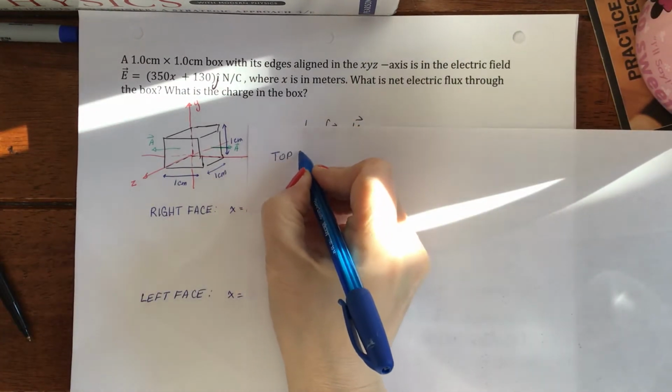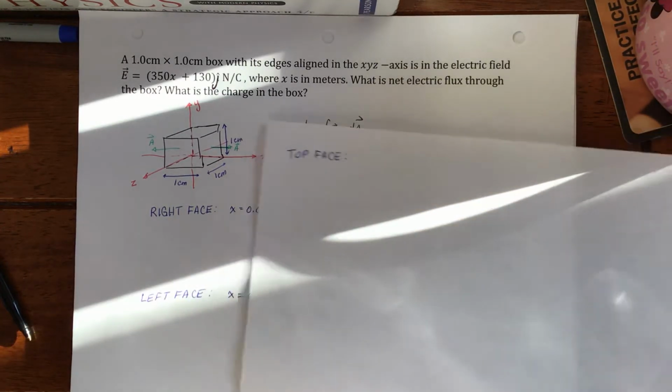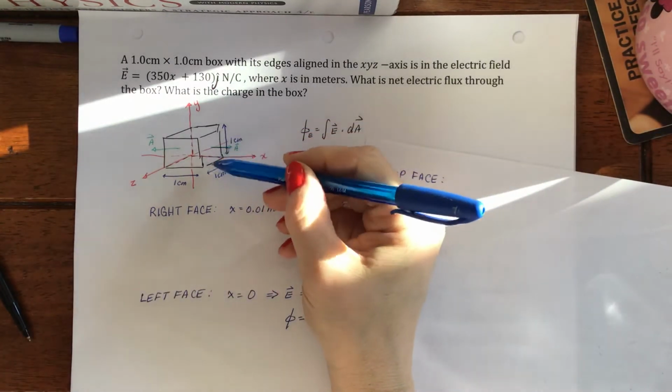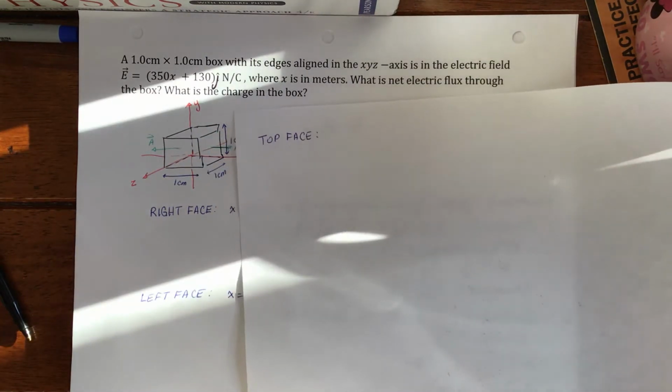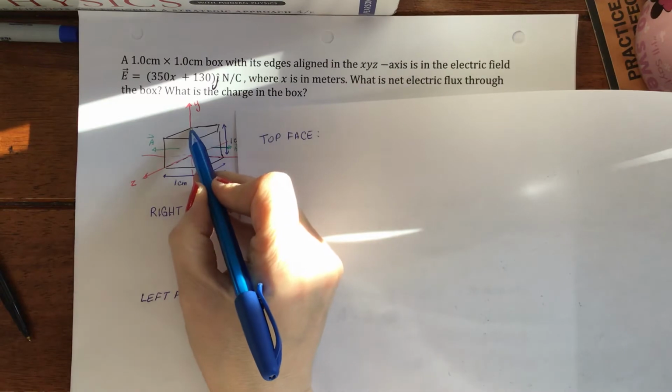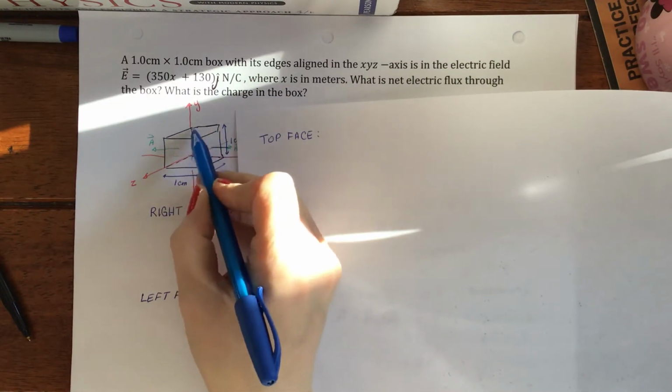For the top face of the box, when we did the left and right face, we said on the right x was 0.01, on the left x was 0. How about on the top face? Well, on the top face, x starts over here at 0, but it goes up to 0.01. X changes. Sometimes x is over here, sometimes it's in the middle, and sometimes it's over here.